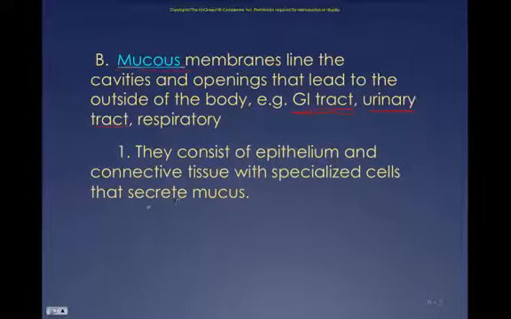So when we look at our mucous membranes, they also consist of an epithelial layer of tissue. So again, this is just certain cells, specialized cells that are all working together for a common function. So we call this type of tissue layer that typically lines things epithelium.